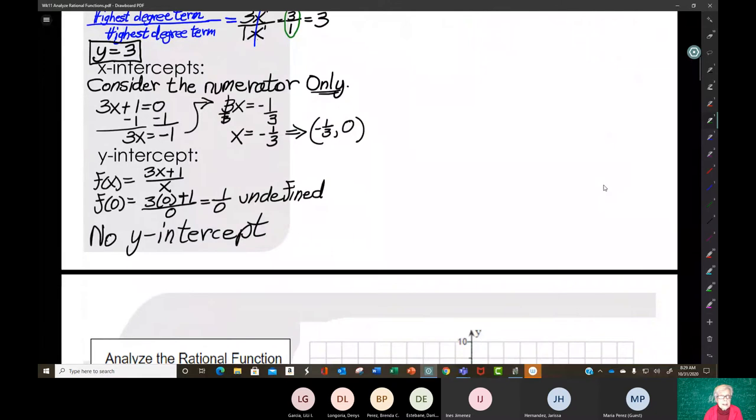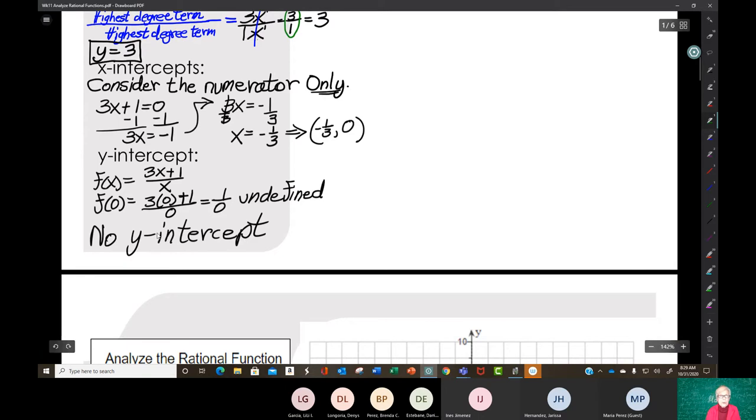Then we found the intercepts, the x-intercept. All you do is you take the numerator, set it equal to 0, and solve for x. We found that negative 1/3 on the x-axis, or written this way, negative 1/3 comma 0, is the x-intercept.